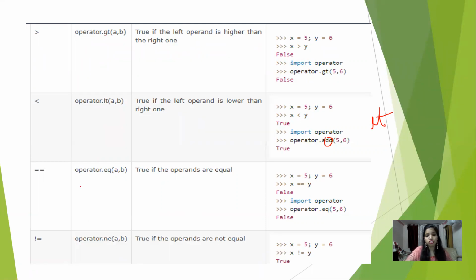For equals to, either use the double equal sign or you use the dot eq command. For not equals to, use the exclamation equals sign, or you can use dot ne.